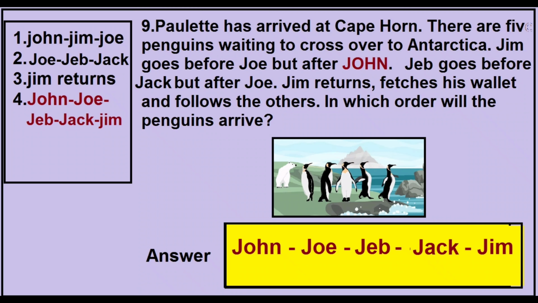Now in version 2 of this question, it is asked here, Jim goes before Joe but after John. Jeb goes before Jack but after Joe. And Jim returns. So you can see on the left hand side 1, 2, 3, 4 that I have shown here. Then the correct answer of this question will be John, Joe, Jeb, Jack, Jim. So just click the answer that I have typed here.